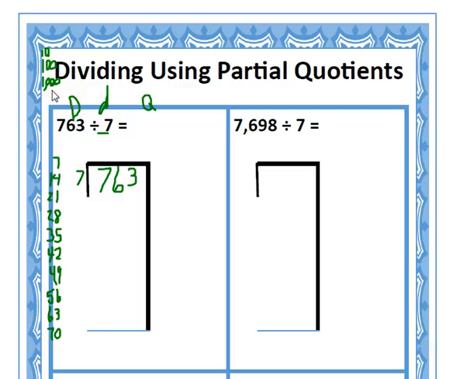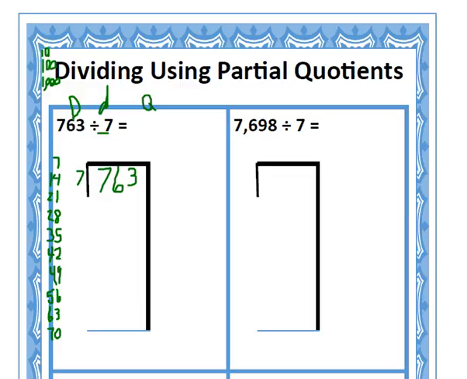So 7 times 1,000 is 7,000. Is 7,000 larger than 763? Yes. Can we use it? No, absolutely not. 7 times 100 is 700. Is 700 larger than 763? No. So is it less than 763? Yes. So can we use it?